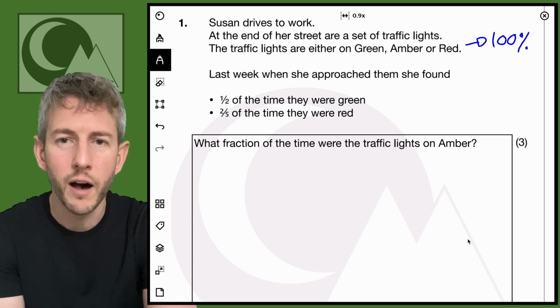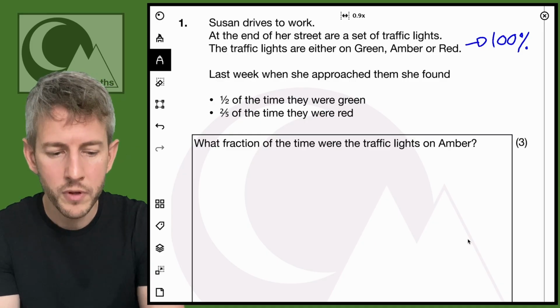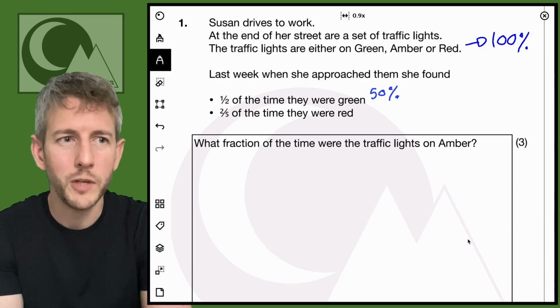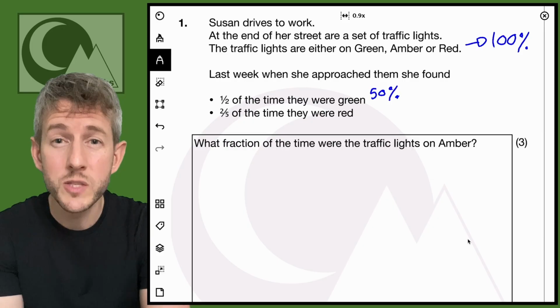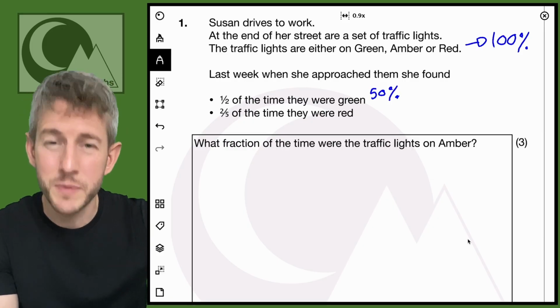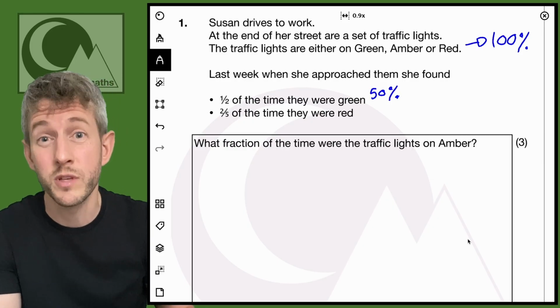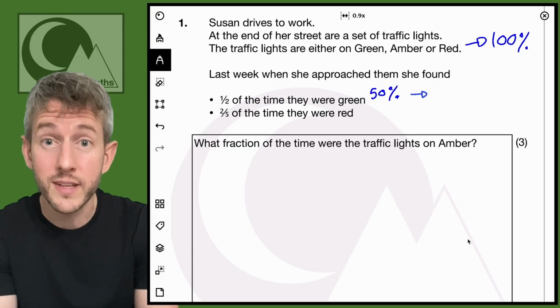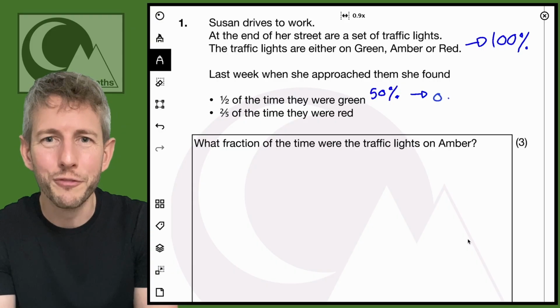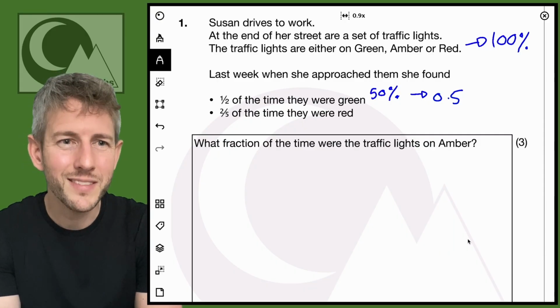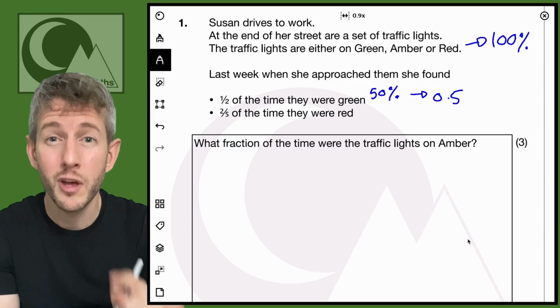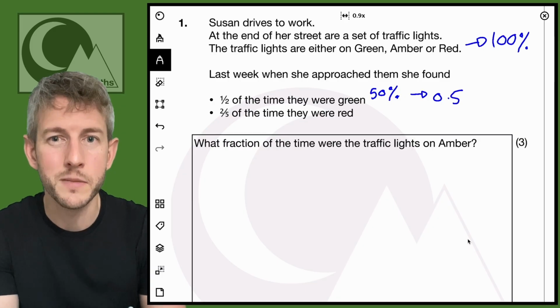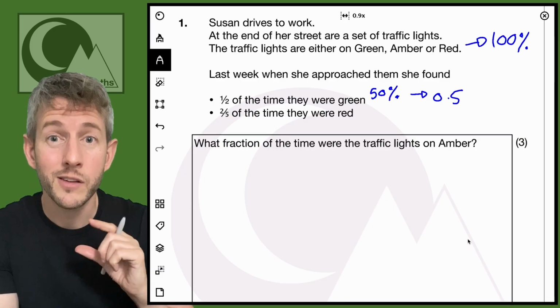So if I look at this half, I know that a half is 50%, okay? That's something that you probably know as well. It's one of those fractions, percentages, decimals that we kind of know anyway. We would actually also know that this, if it was a decimal, would be 0.5. Okay, the next thing that we have here is this 2/5. Now, you might not know what 2/5 is as a percentage, so what I'm going to do is I'm quickly going to use fractions to work it out.